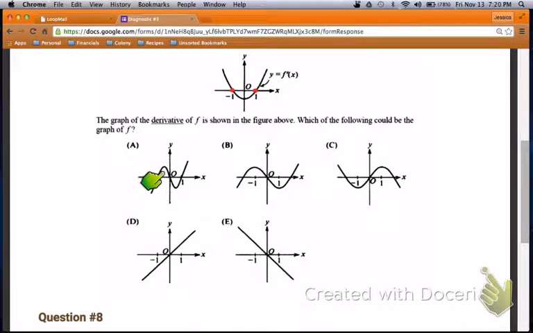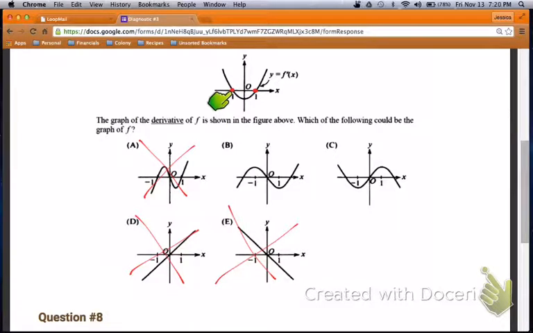So over here, this one has a turning point at like 1/2, alright, so that's not it. D doesn't have any turning points and neither does E, so those aren't it. So we're down to B and C, because both of these have turning points at 1 and negative 1. It's just a matter of is it a maximum or a minimum.